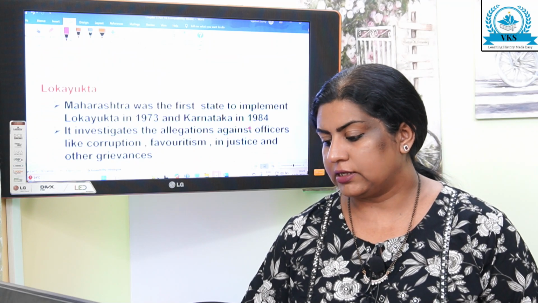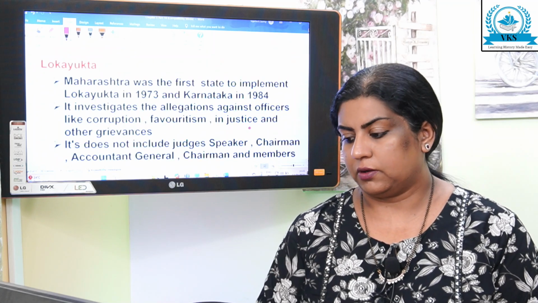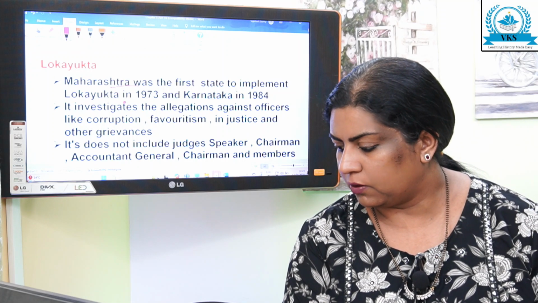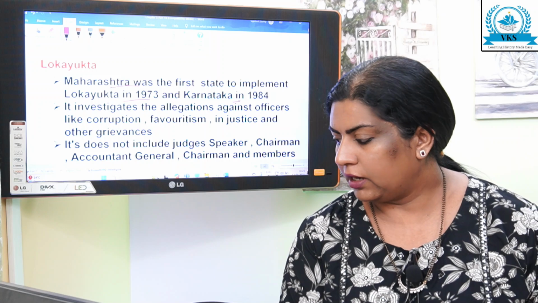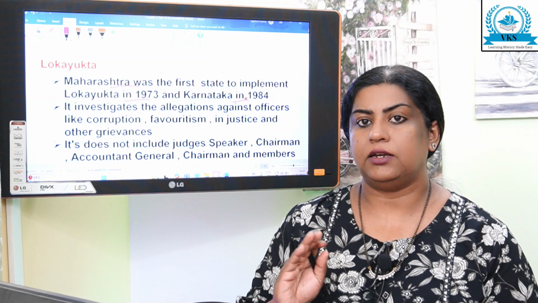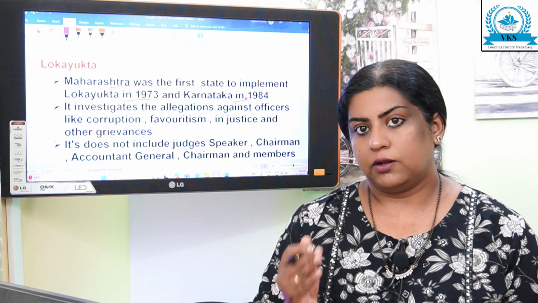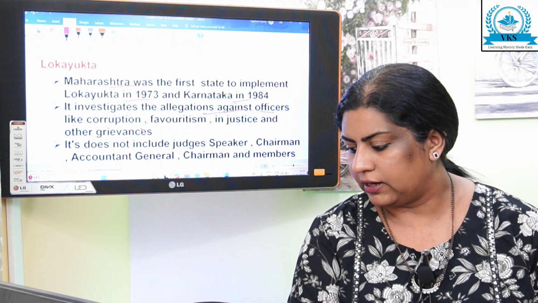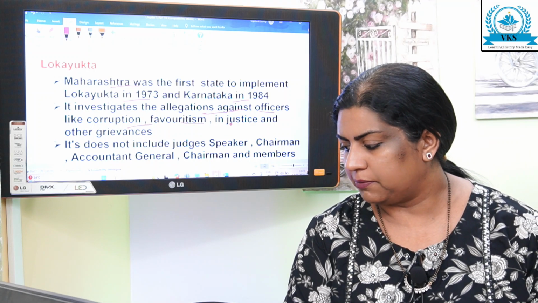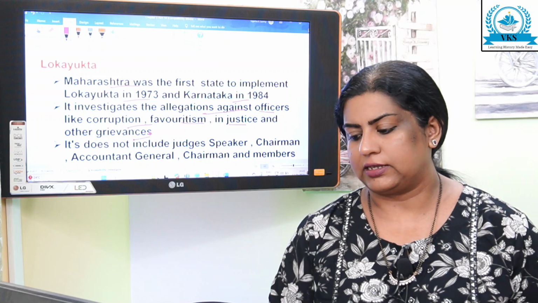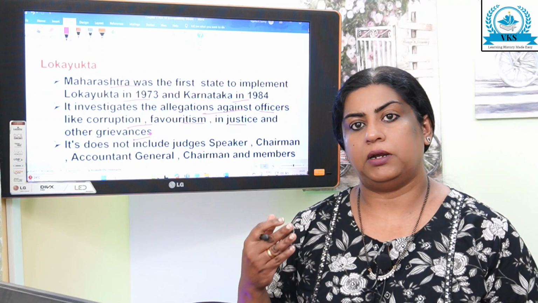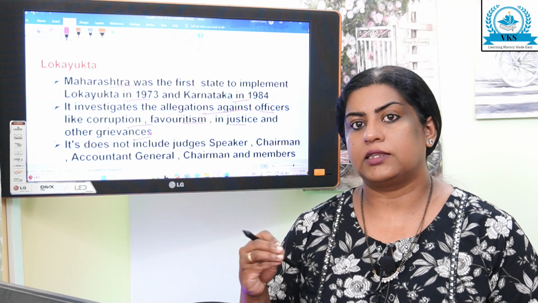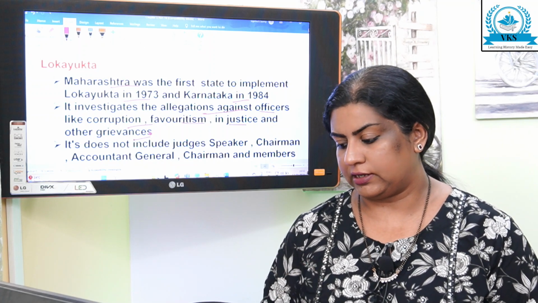Now, next is Lokayukta. What is Lokayukta? Maharashtra was the first state to implement Lokayukta in 1973 and Karnataka in 1984. What does Lokayukta do? It investigates the allegations against officers like corruption, favoritism, injustice and other grievances. So, if any allegations are made against officers or officials, the Lokayukta has the power to investigate such cases.